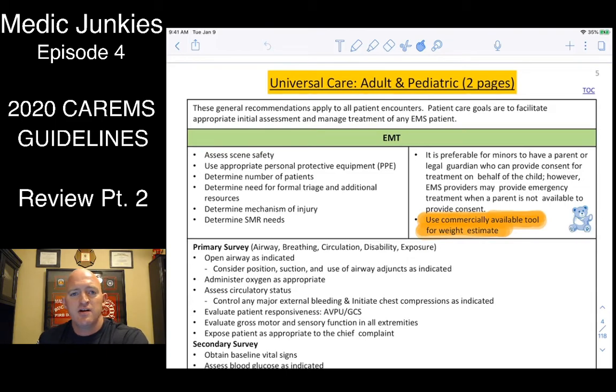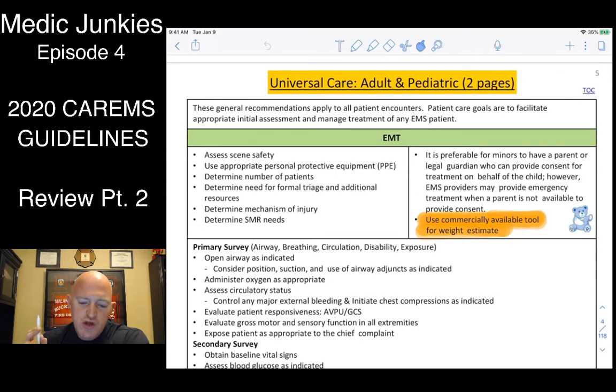With the universal care, this is all your standardized stuff. They lay out what universal care means here. And then on pretty much every protocol, you're going to see universal care listed there. Now, most of that's going to be like your ABCs, BSI, scene safety, just your general stuff, supportive care. Okay. However, with the pediatrics, you can see the teddy bear here to the right, with the highlight.